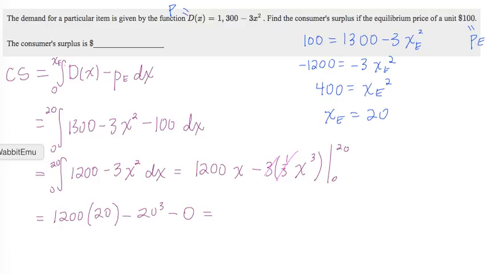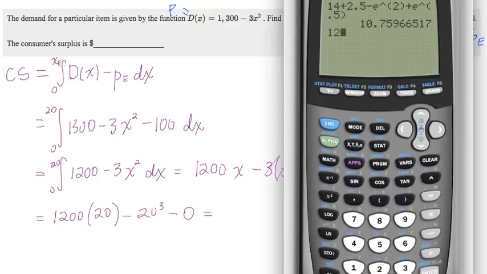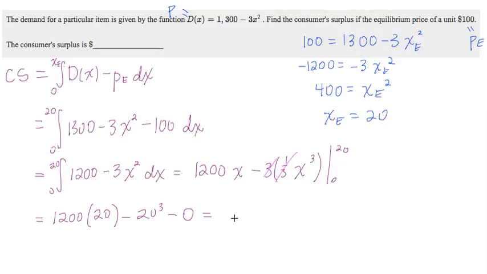So we'll need a calculator here. 1200 times 20 minus 20 cubed is 16,000. So the consumer surplus is $16,000.